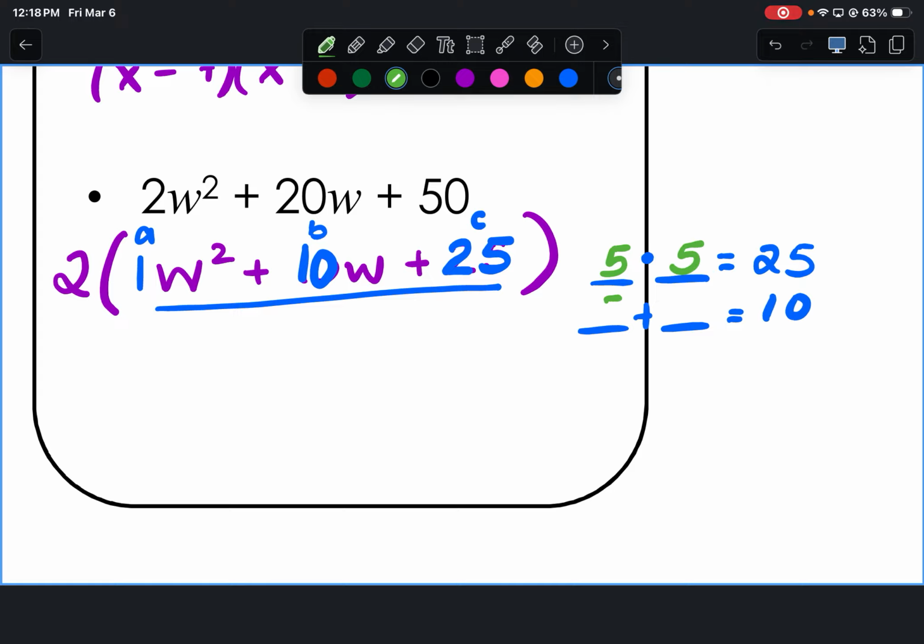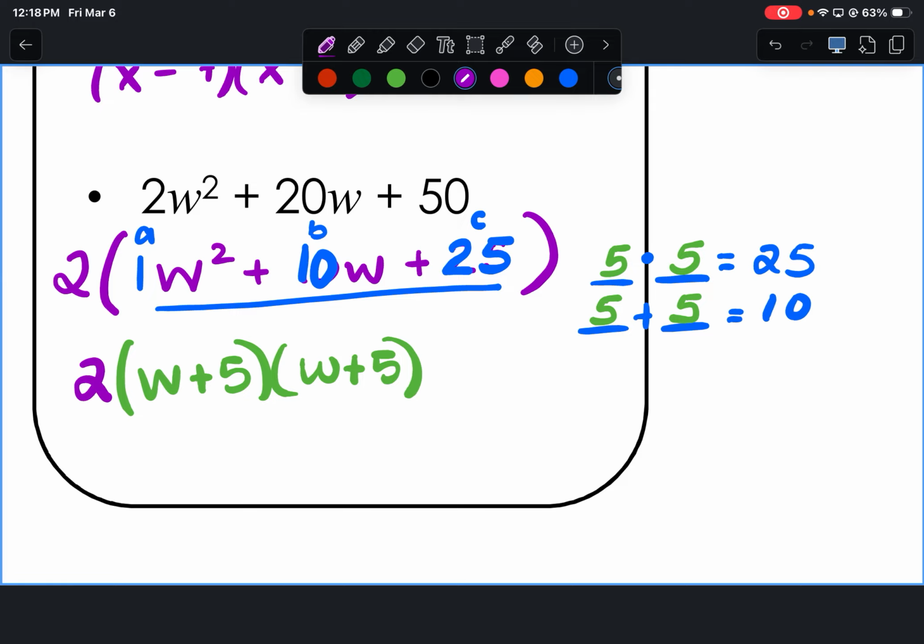It is positive 5 and positive 5. Can I use the shortcut? Yes. So we would do w plus 5 times w plus 5. Am I done? What do I need to do? Put that 2 in front. It is a GCF. It goes in front of our answer. Now, you could write this answer as 2 times w plus 5 squared.